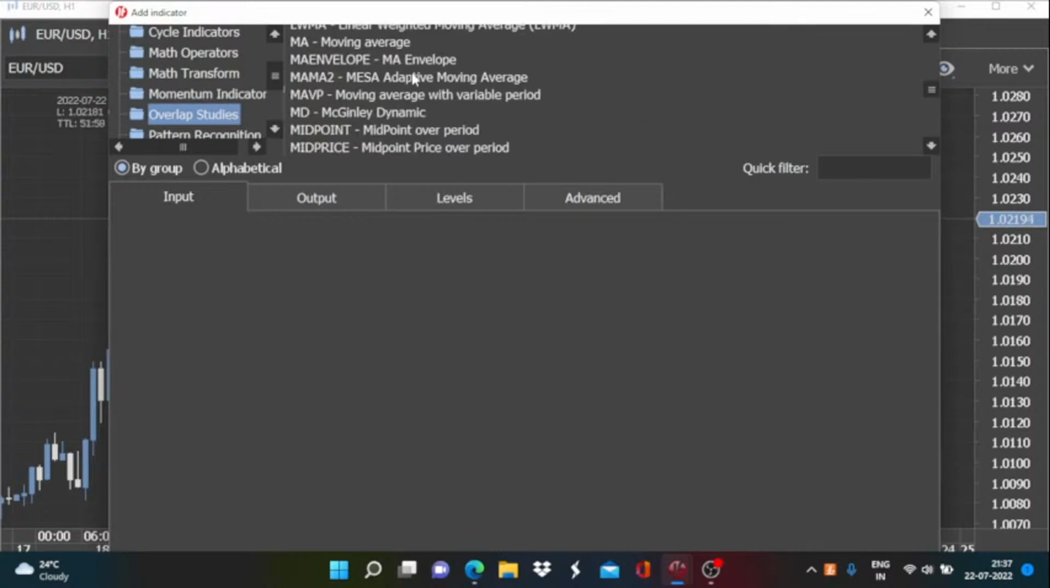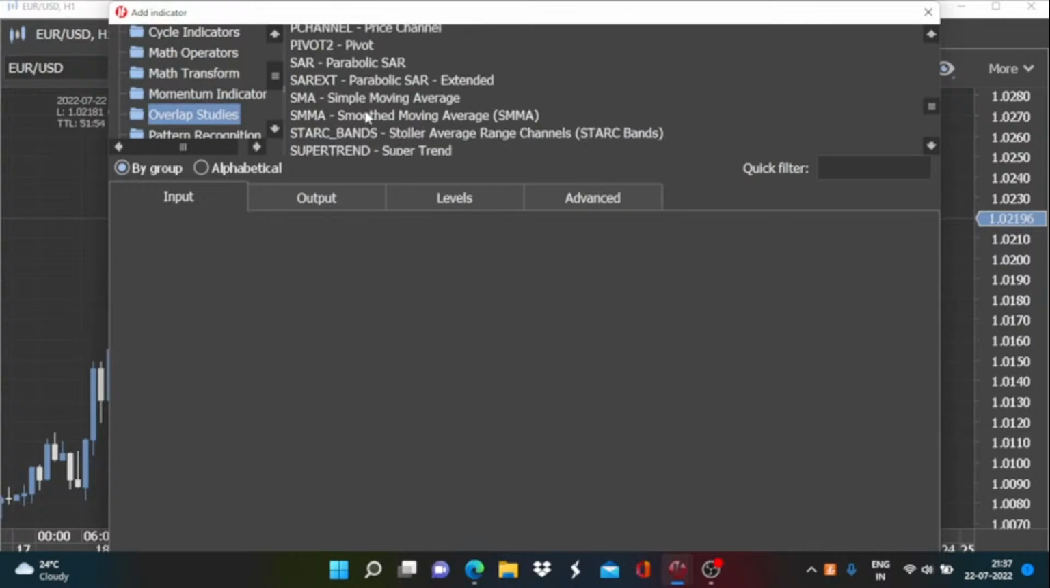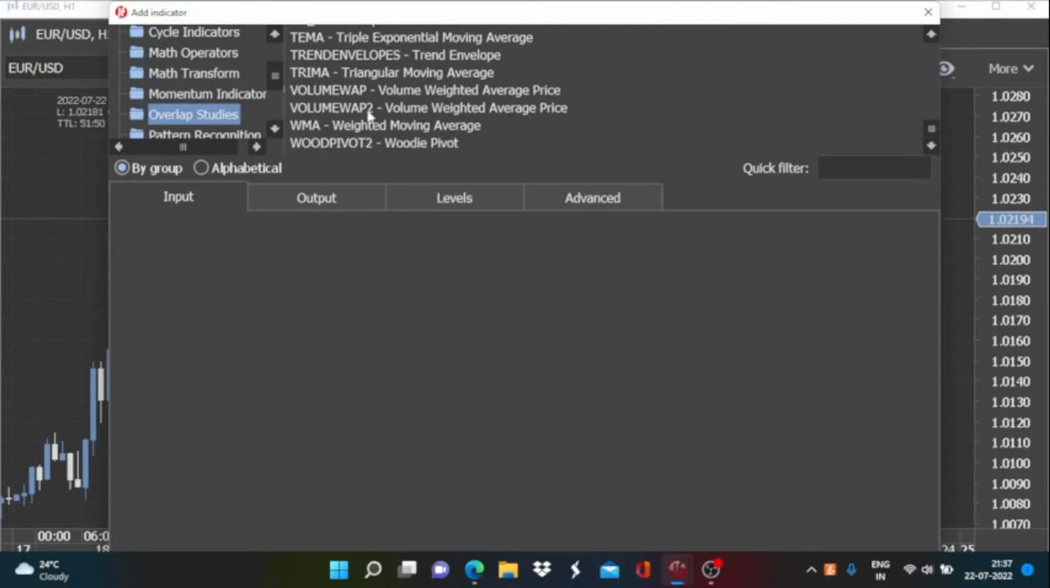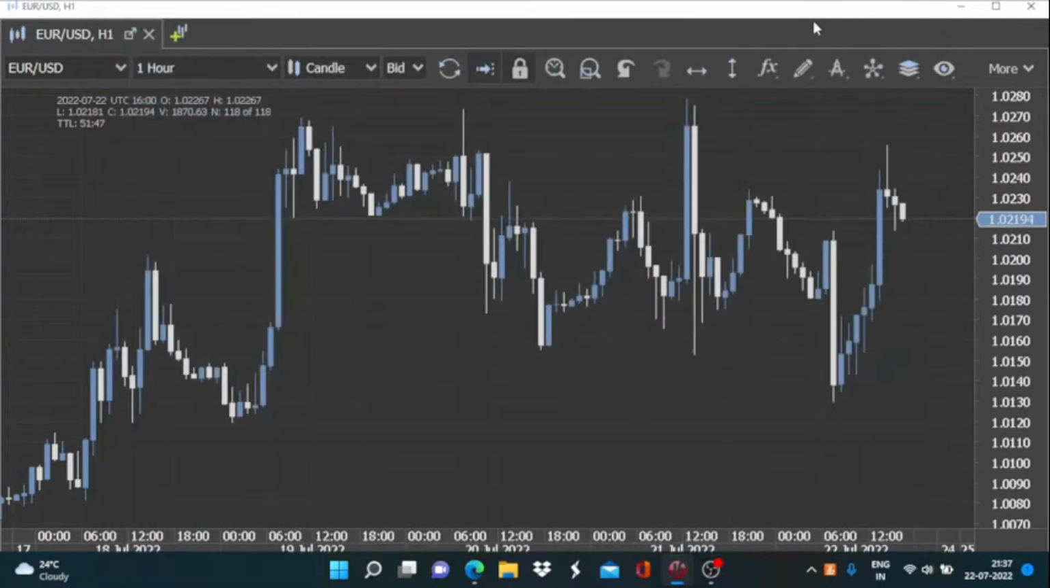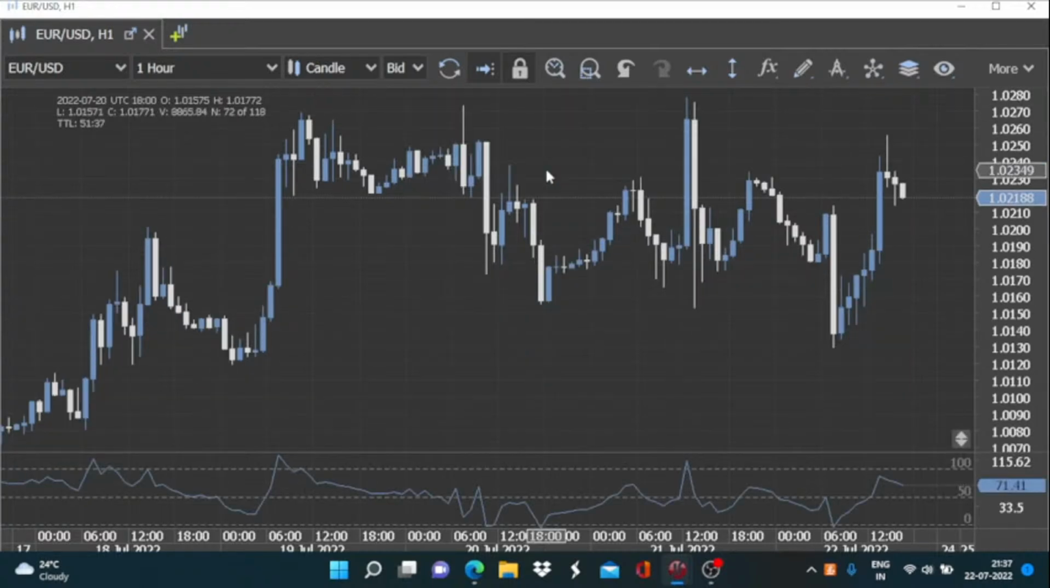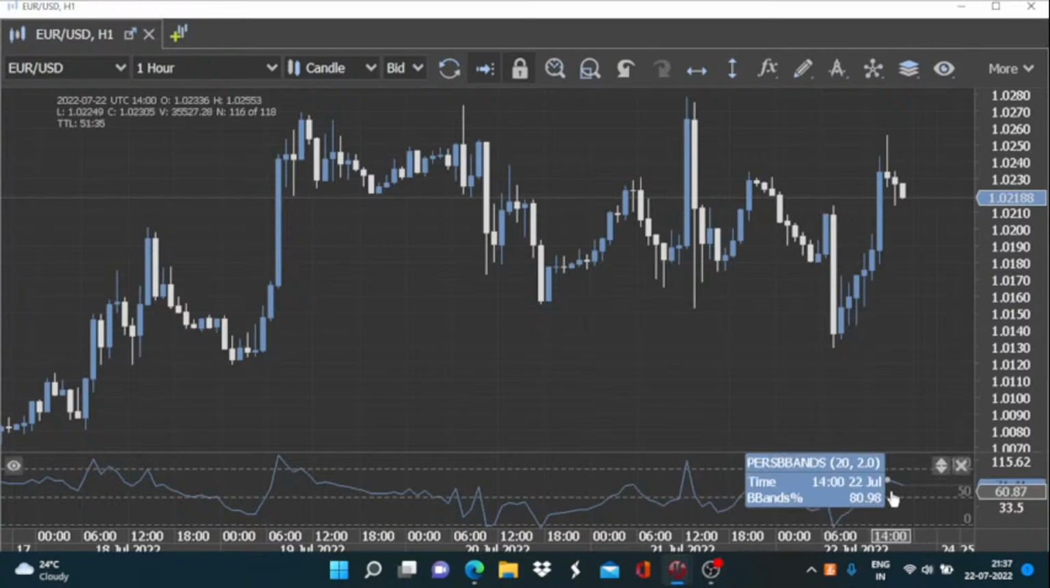If we are unable to find it like this, all we have to do is a quick search, which we are going to do. So let us go to the quick search. If you don't find that particular indicator, then you simply type in the name and you can easily find it.